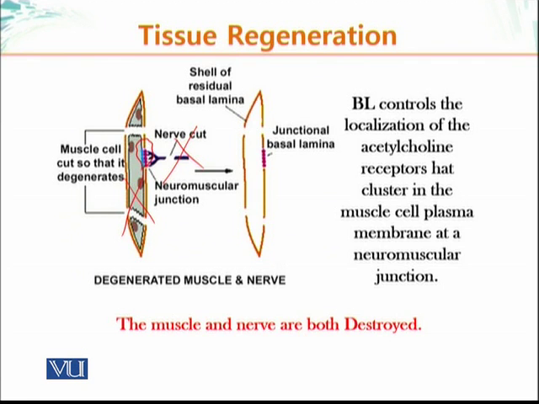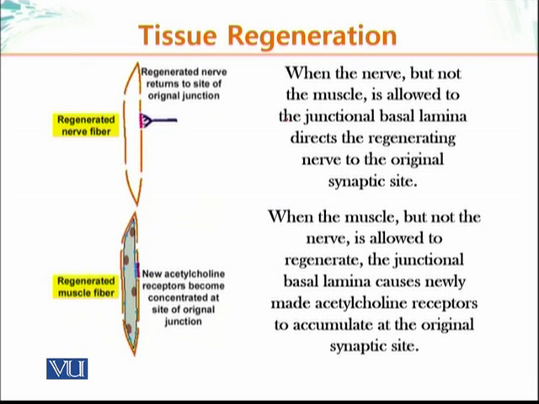So both muscle and the nerve have been destroyed. Now we are going to allow only one of them to regenerate and see what happens. If we allow the nerve to regenerate, the nerve will form the synapses at the old site, although there is no muscle there. This suggests that whatever was left in the extracellular matrix, in this case the basal lamina, provided guidance to the nerve cell where it needs to form those synaptic structures.